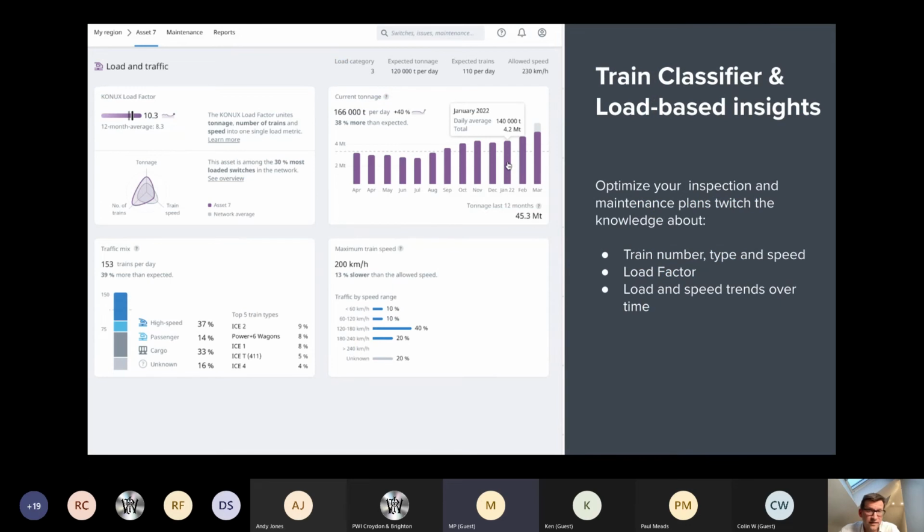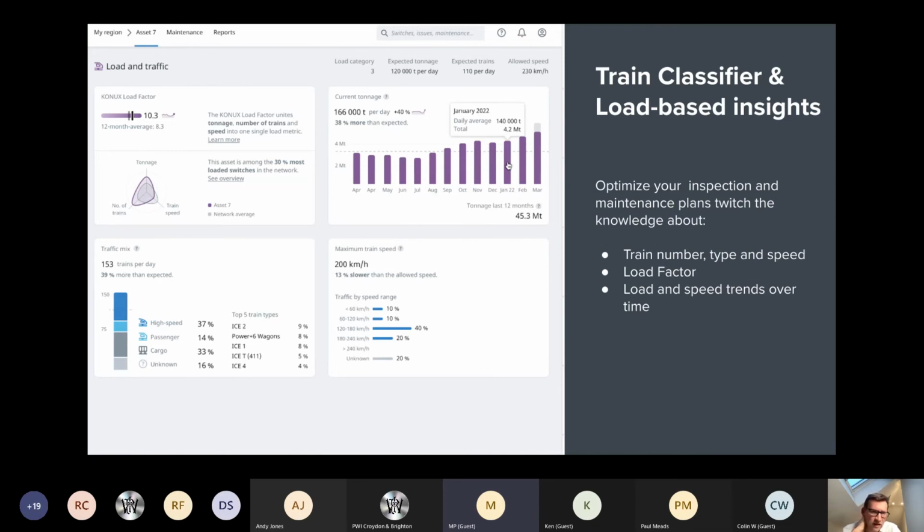And then load-based insights. Obviously Network Rail uses track categories. They're based on net track calculations, which is what does the timetable say is going to be run. I think we all know that the actual traffic against the timetable, they don't necessarily tie together. So using this, we were able to identify the actual tonnage that's going over the asset.